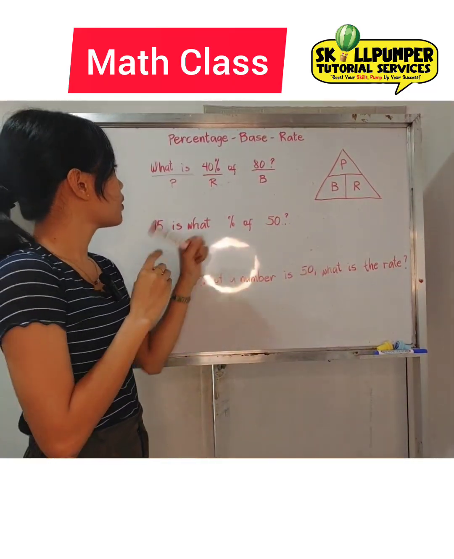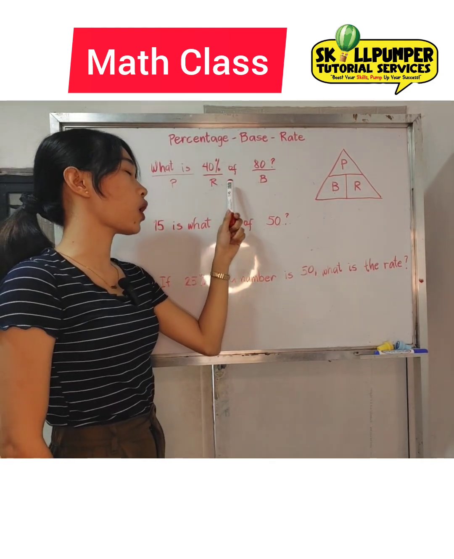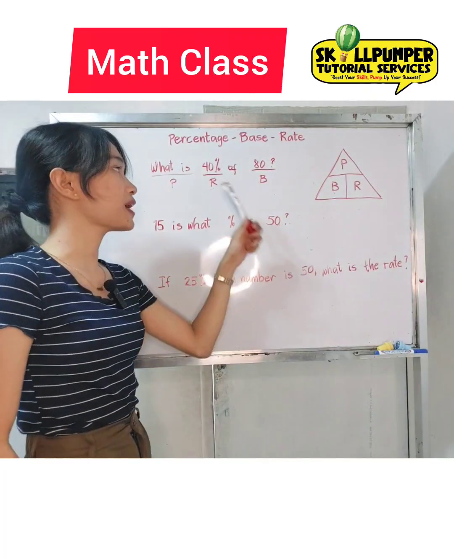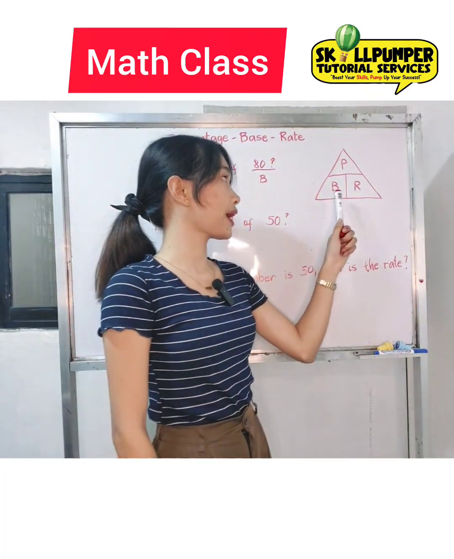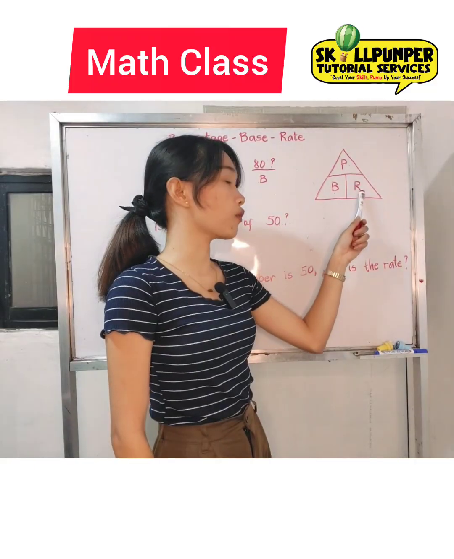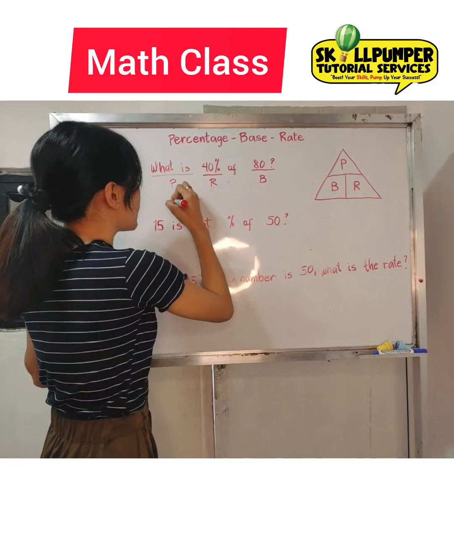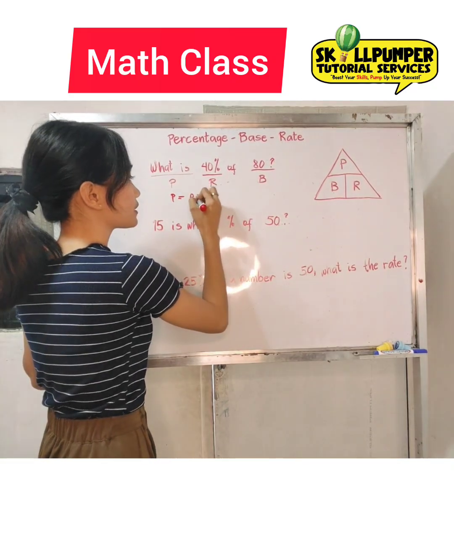So first example is what is 40% of 80? So, ang hinahanap natin dito is yung base. Ang formula natin for base is percentage over rate. Okay? So, P is equal to R times B.